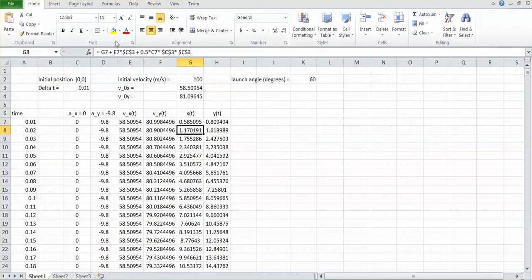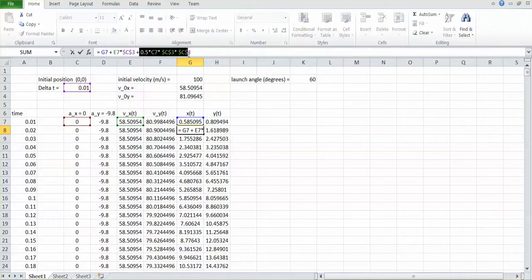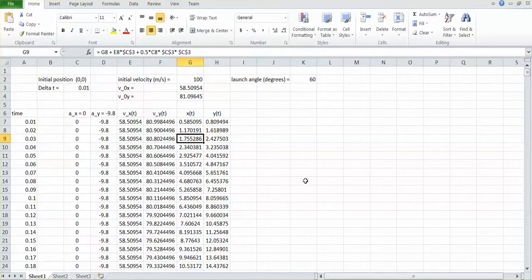Here I have the previous position. G7 is the previous position, and I add to that a change in position due to the velocity plus a change in position due to the acceleration. Let me make sure that I put that there. I almost changed the formula. Again, in y we're going to have negative acceleration, and so even though this is rising upward with a positive velocity, that amount of increase each time is going to get a little smaller each time.